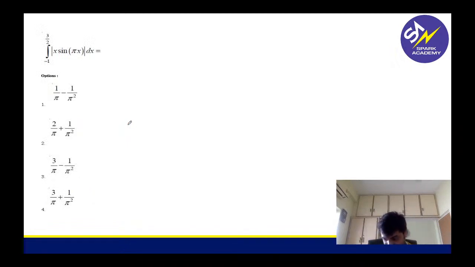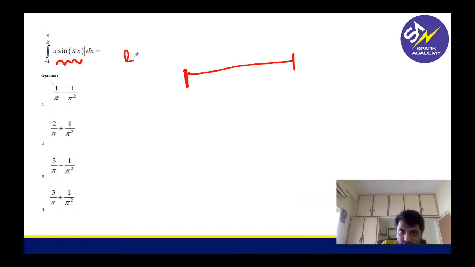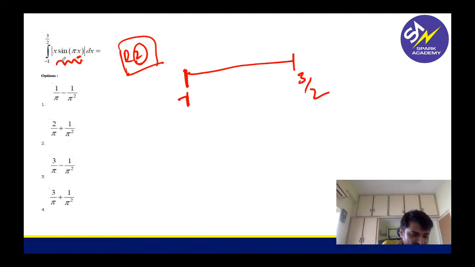What about this, guys? What about this? I told you whenever you have a mod, what do you have to do? You have to draw a number line. This is also round 2 actually. So first I can write minus 1, this is 3 by 2, right? So I have to check for what cases it is positive, for what cases it is negative, right? If you give x value 1, what will happen? Sin pi is 0, right? So from -1 to 1, it is 0, right?